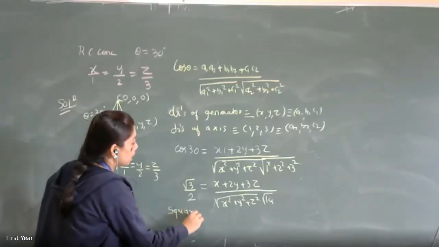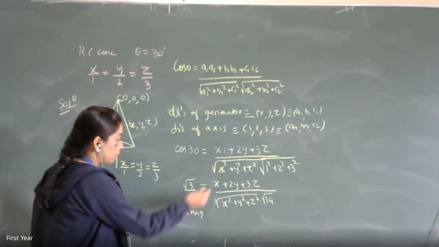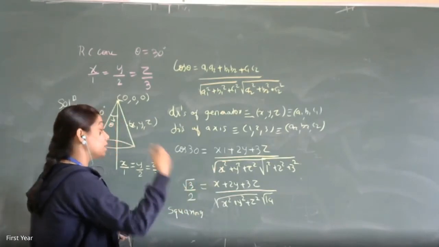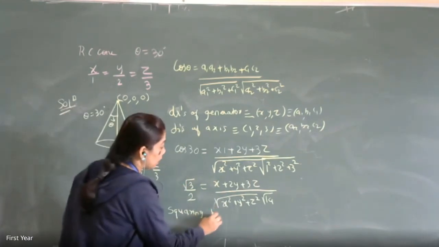Now many students find it difficult to square a plus b plus c the whole square. So I will do it for you all. And if it is a plus b plus c plus d, then also it becomes lengthy. Let's do it. Squaring both sides.